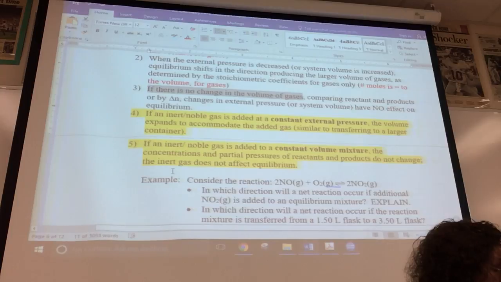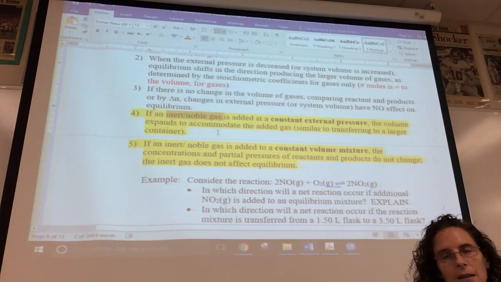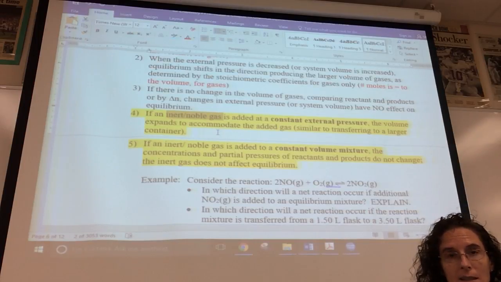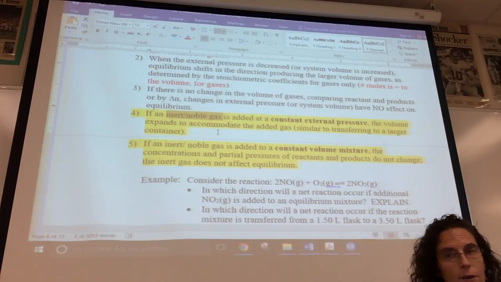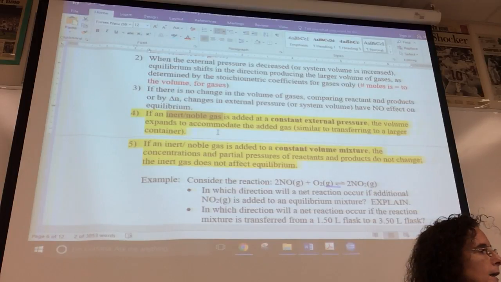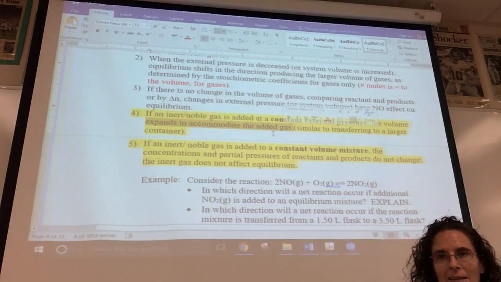In yellow is AP level material, not something you would have seen in honors. It says if an inert or noble gas like helium, argon, etc., that won't react with your substances in there, which the noble gases don't typically do, although you can generate xenon difluoride, xenon tetrafluoride. I don't think it'll get that complicated. If you add a noble gas at constant pressure, equilibrium will shift to the side with the larger volume so that you can accommodate this added gas.